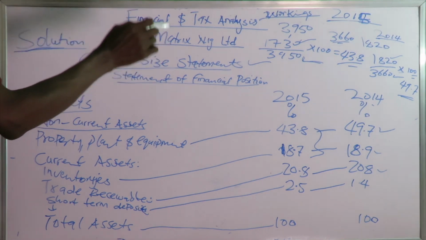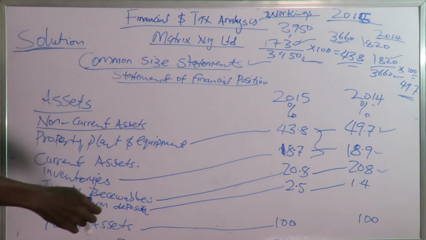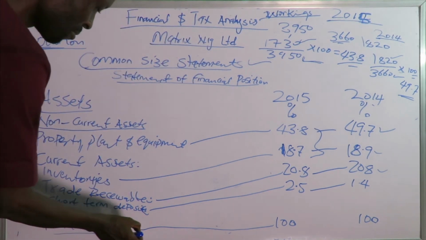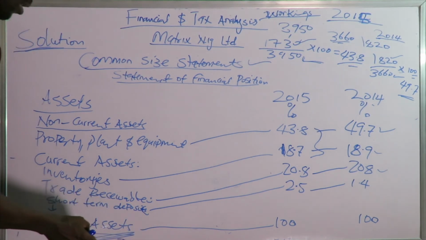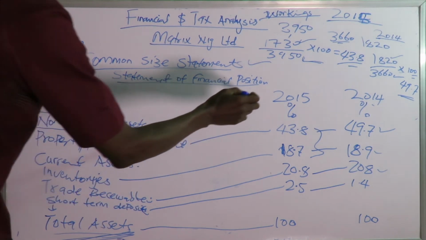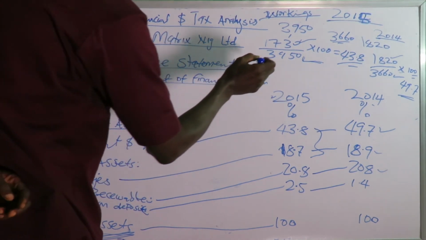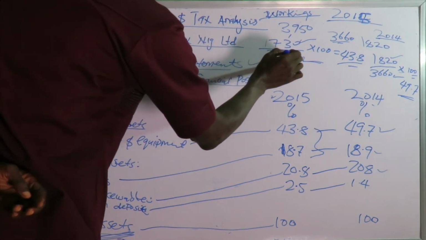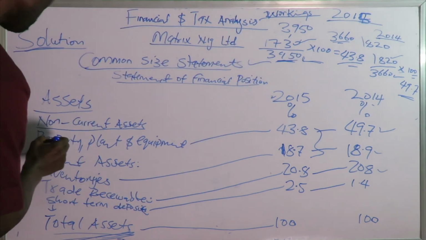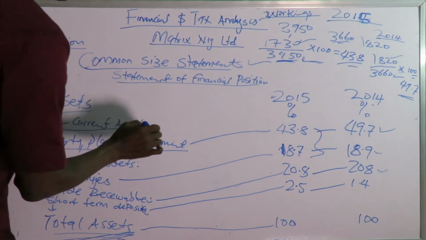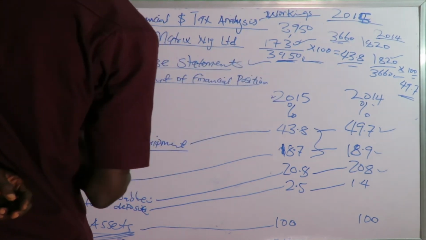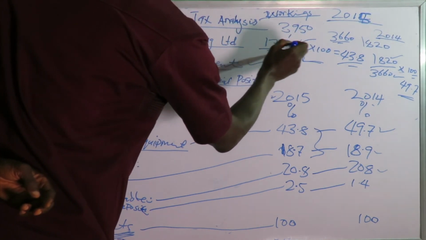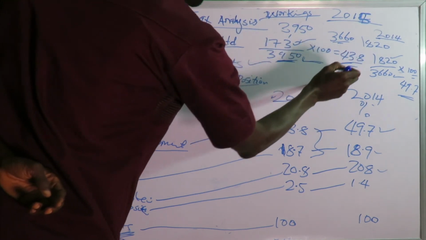In this very common size statement, which we are working for, statement of financial position of this company, Matrix Nigeria Limited, here you use the total asset figure. The total asset figure is given in the question. You see it in the question. And for 2015, the total asset figure is this amount, 3950. Check your question, you will see it is in bold, 3950. Now, the first one we are solving for, we pick the figure for 2015 for property, plant, and equipment, which is 1730. So 1730 all over 3950 times 100 gives us this figure. That's how we arrive at this figure.